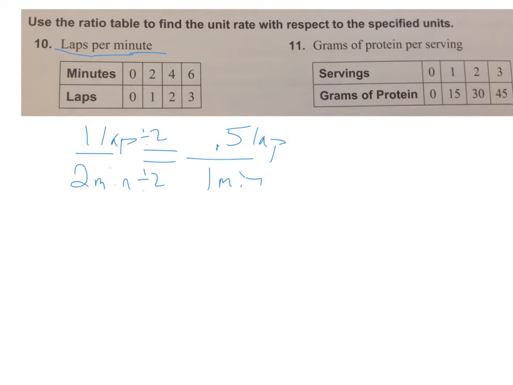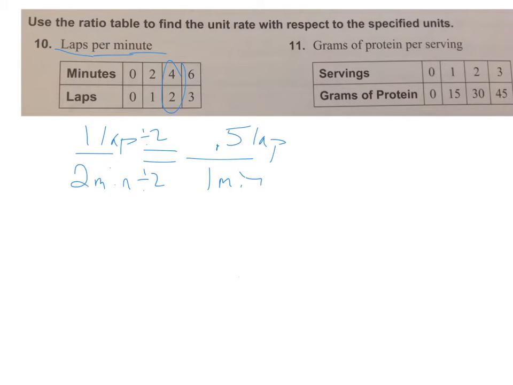And we would see that continue with any of these. If I did the same thing with 2 laps over 4 minutes and just divided each one by 4, it'd end up being 1 minute and 0.5 laps, or half a lap. So that's true for any of those that you pick.